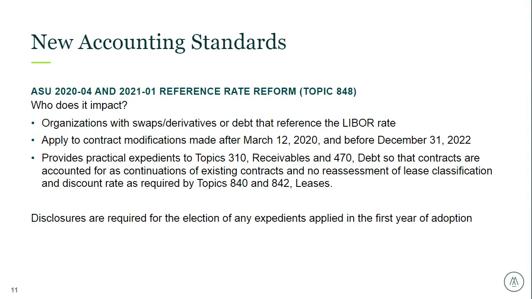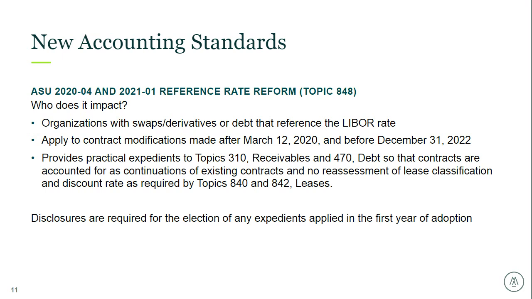So our next ASU is reference rate reform. This ASU was issued in March 2020, and it was again updated or revised in January of 2021. So who does this impact? Organizations with swaps, derivatives, or debt that references the LIBOR rate. And why this is important is LIBOR is being phased out, and many debt agreements along with swaps or other derivatives reference that LIBOR rate within the swap.